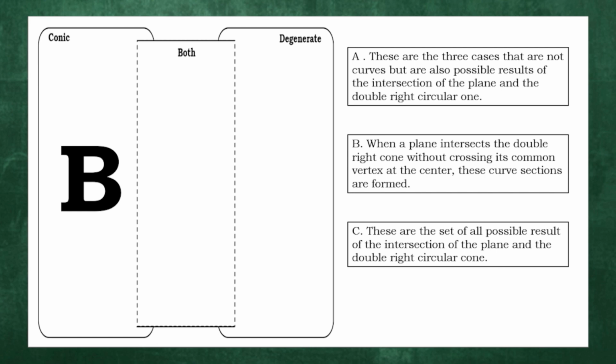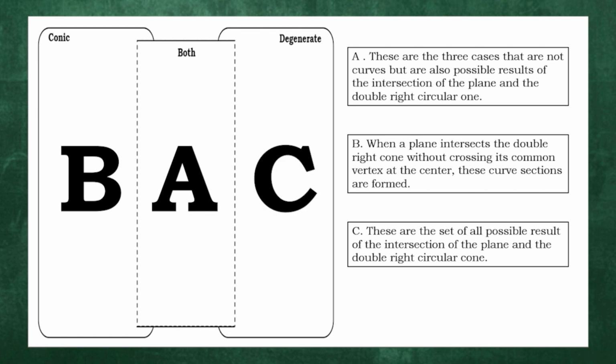For degenerate, the answer is statement A. These are the three cases that are not curves but are also possible results of the intersection of the plane and the double right circular cone. And for both, the answer is statement C. These are the set of all possible results of the intersection of the plane and the double right circular cone.